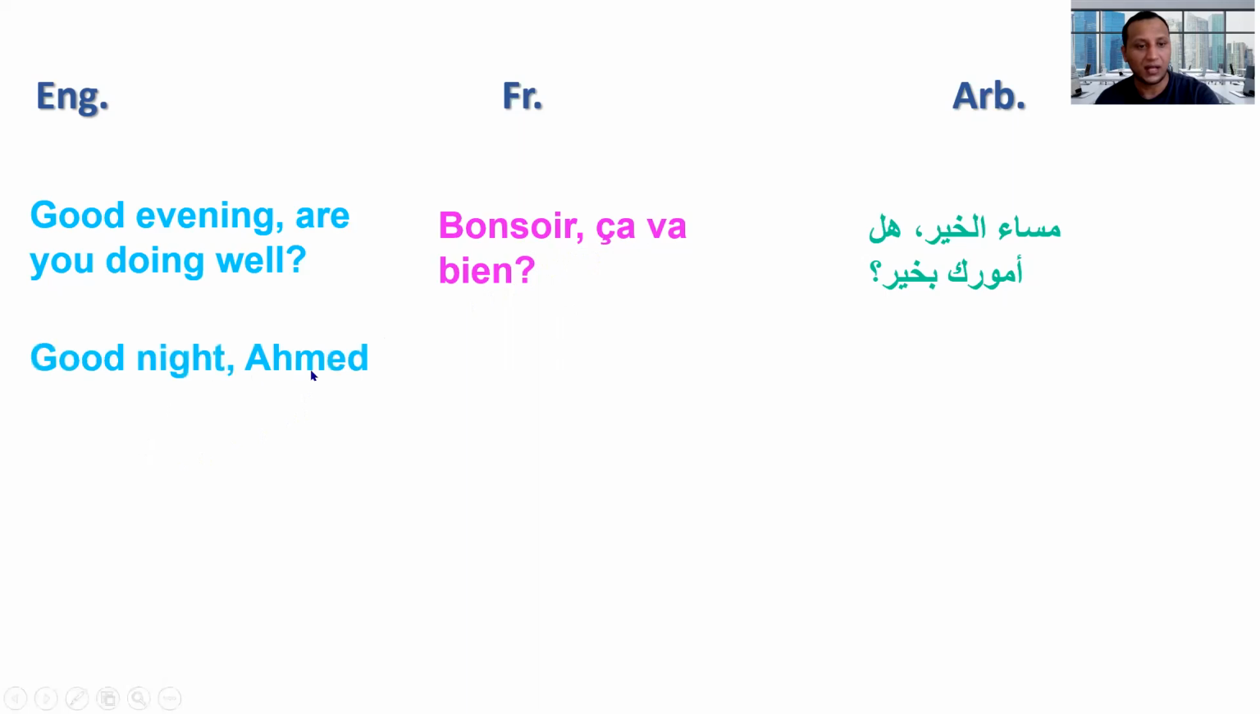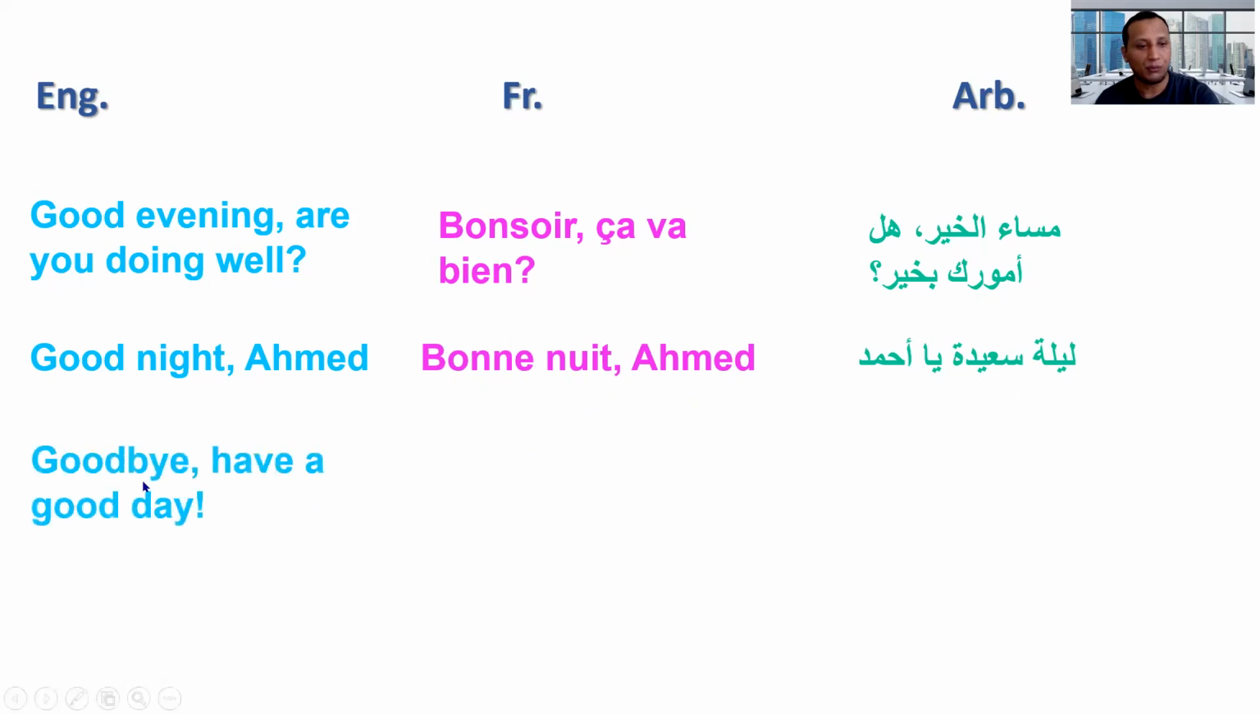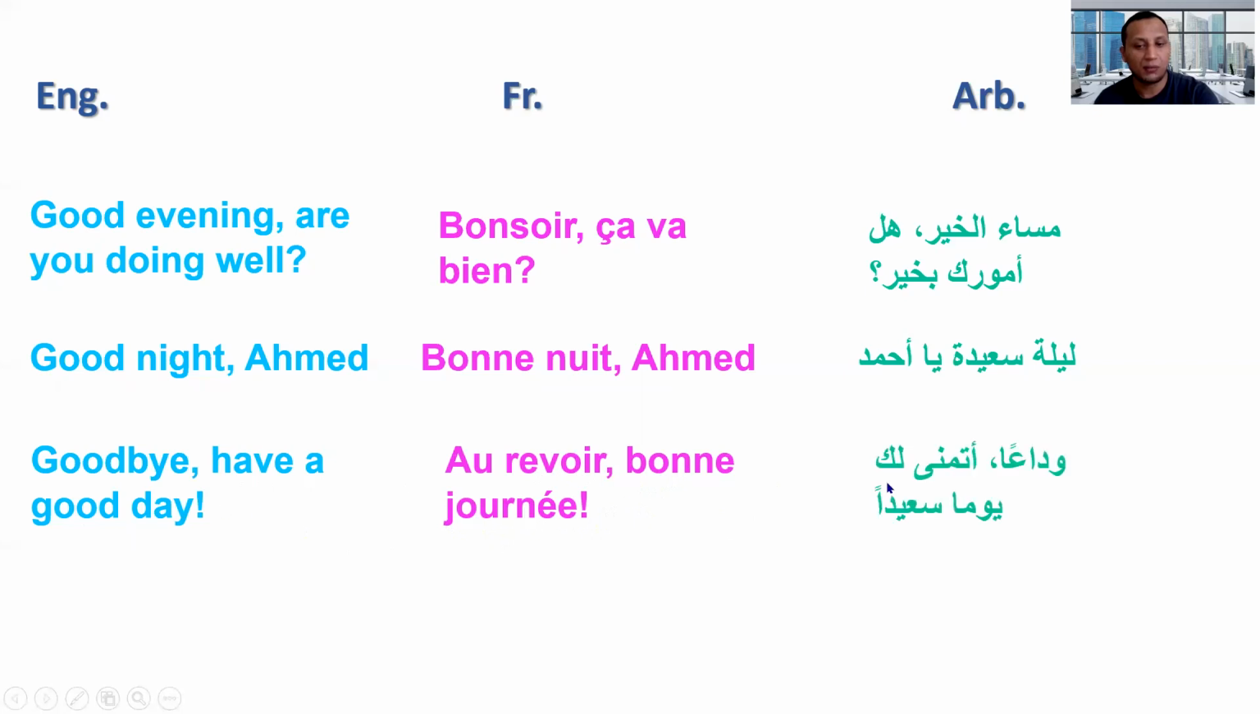Next, good night, Ahmed. Good night, bonne nuit, Ahmed. ليلة سعيدة يا أحمد. Okay guys, bonne nuit. Goodbye. Have a good day. Goodbye, we said au revoir, correct. Have a good day, bonne journée. Bonne journée, okay. In Arabic, وداعا. أتمنى لك يوما سعيدا. Or مع السلامة. أتمنى لك يوما سعيدا is bonne journée. Have a good day. Okay.